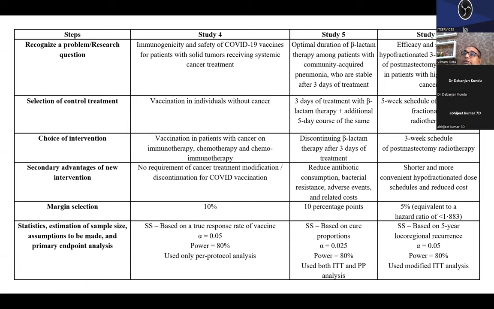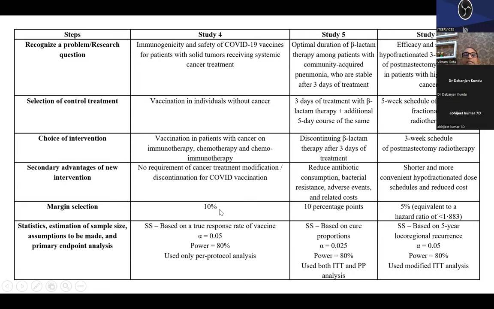Here once again, there is only one hypothesis: increase. Because you don't expect the breakthroughs to be less in cancer patients anyway. You only expect the breakthroughs to be higher, but not so much higher that it becomes inferior. So that is the hypothesis. Once again, here 3-day treatment versus 5-day treatment. 5-day is standard, 3-day is your experimental. And in this case, the 5-week schedule of conventional fractionated radiotherapy will be your standard, and your hypofractionated radiotherapy, which is 3 weeks, will be your intervention.